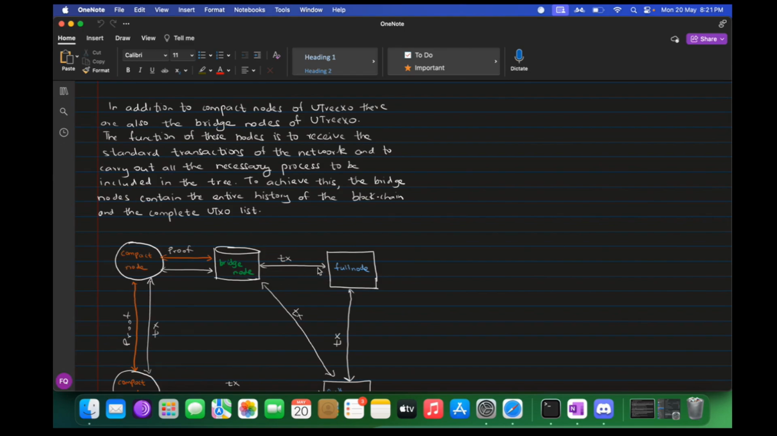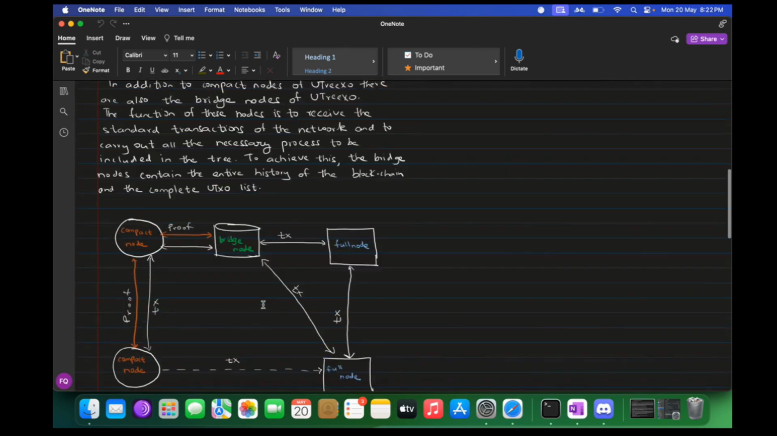Because the full node is only interested in sending and receiving transactions, and the compact node is sending proof of inclusion along with the transaction. So you need a bridge node. What the bridge node will do is take the transaction from the full node, add a proof of inclusion, and send the transaction along with the proof of inclusion to the compact node. And it'll take the proof of inclusion and the transaction from the compact node, and only forward the transaction to the full node, to ensure that there is no soft fork and there is compatibility between compact nodes and full nodes.